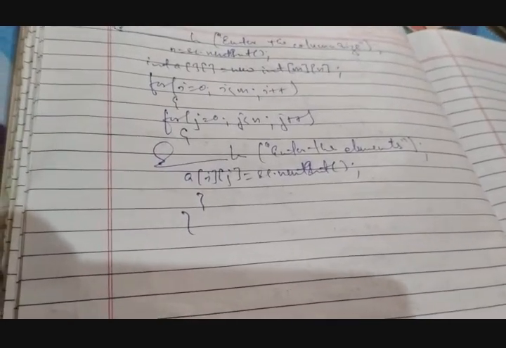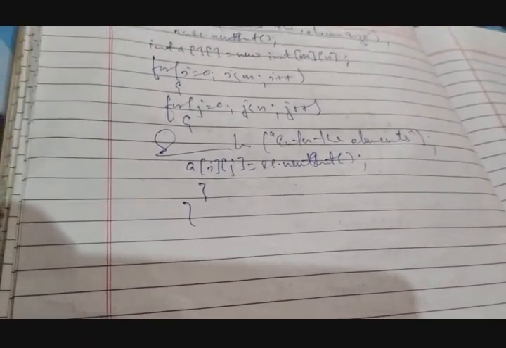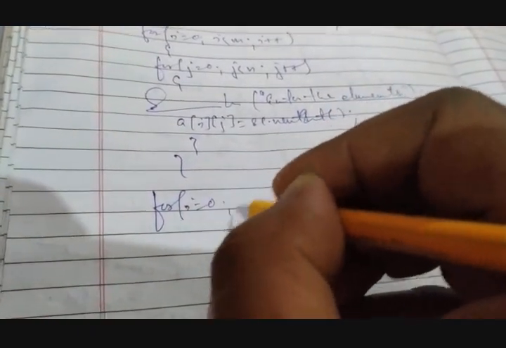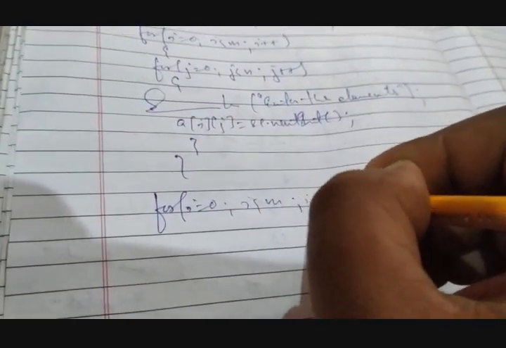So we are going to find the sum of rows. So for i equals 0, i less than m, i plus plus.